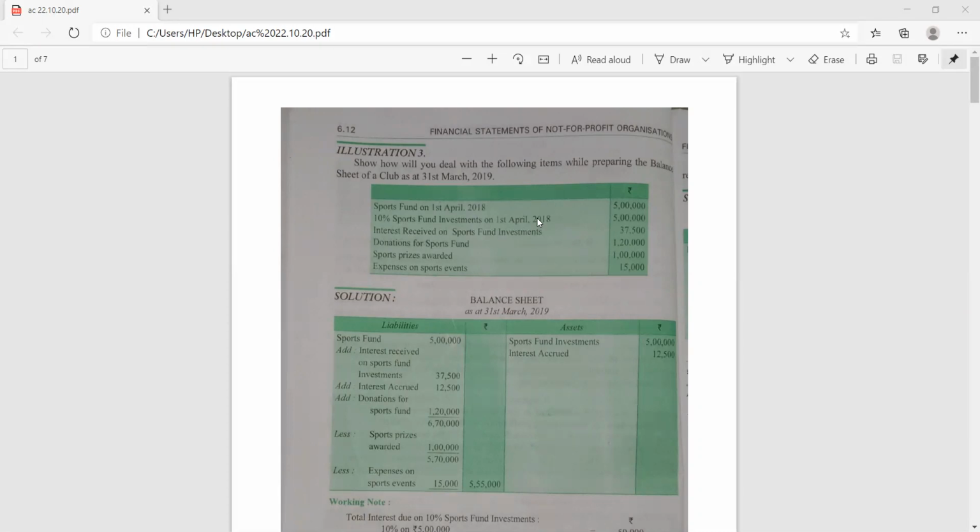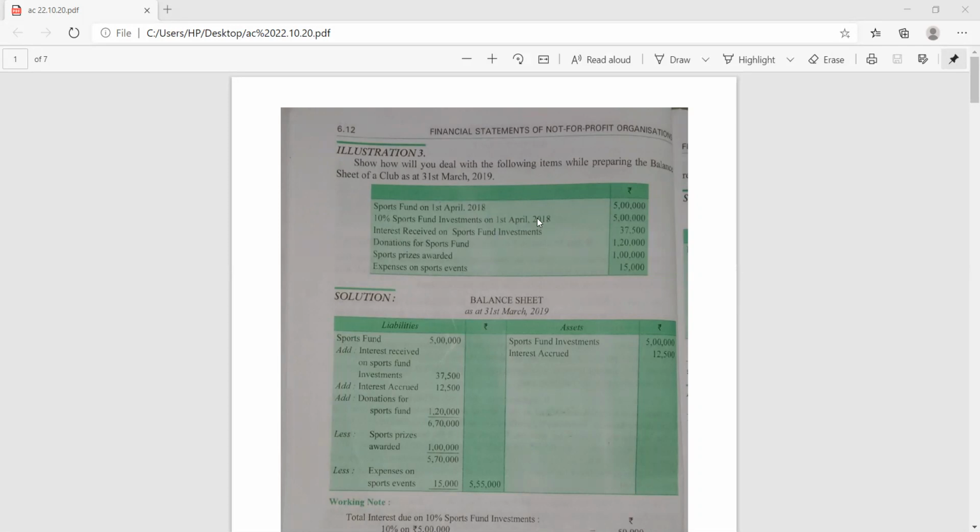Sports fund is a fund, it is capital in nature, so it is shown on the liability and capital side. Sports fund rupees 5 lakh. Now add all those items which increase your fund and subtract all those items which decrease your fund. I'm repeating, add all those items which increase your fund and less all those items which decrease your fund.